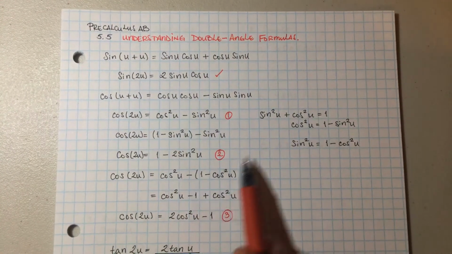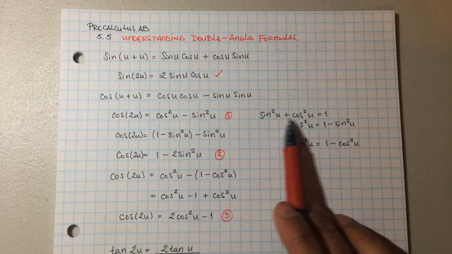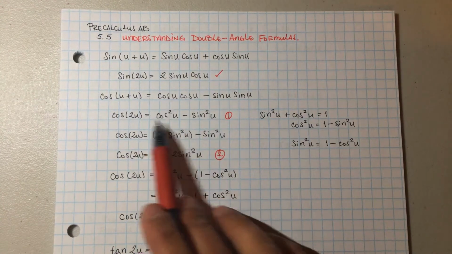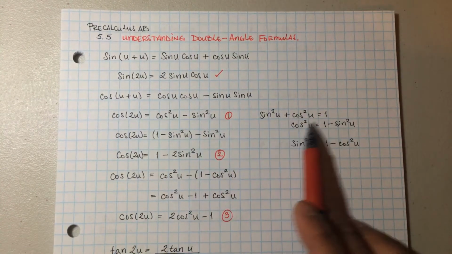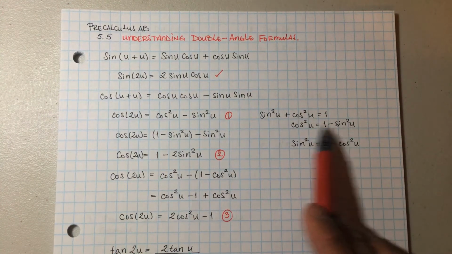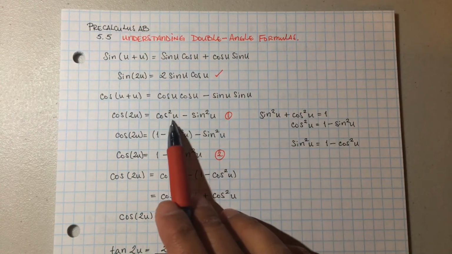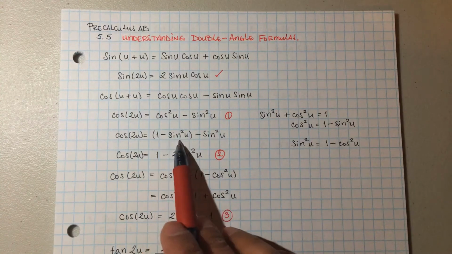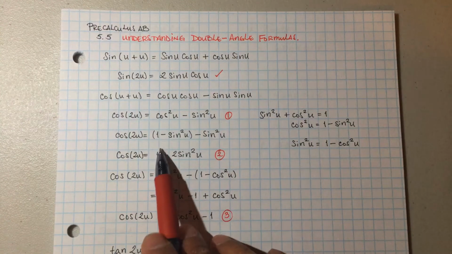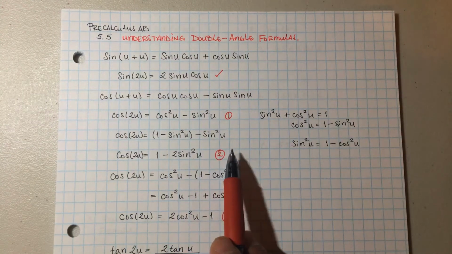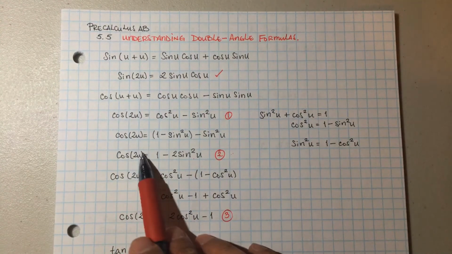If you remember our Pythagorean identity, sine squared plus cosine squared equals 1, I can rearrange it. Cosine squared is equal to 1 minus sine squared. I can put this in here, and then I have this relationship. If I do the math, I get 1 minus 2 sine squared of u. And that becomes the second identity for the cosine double angle.